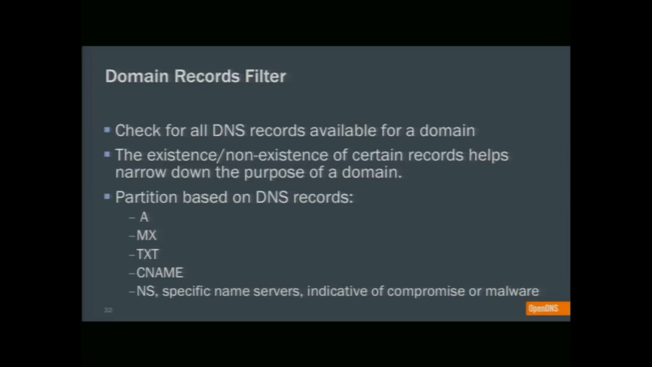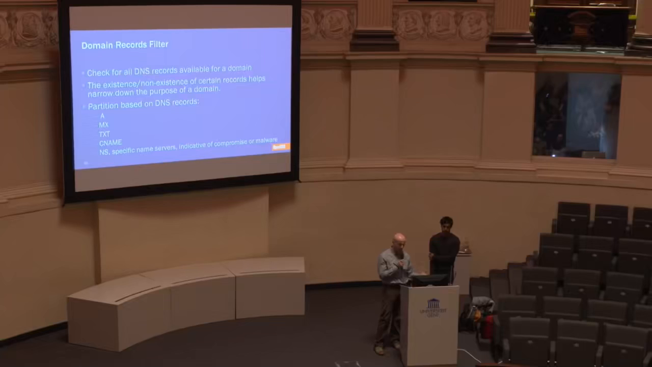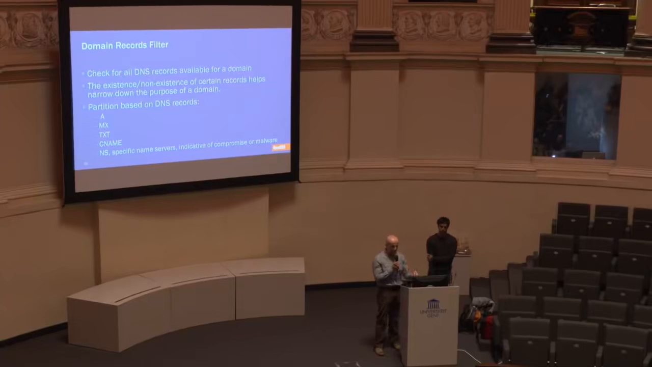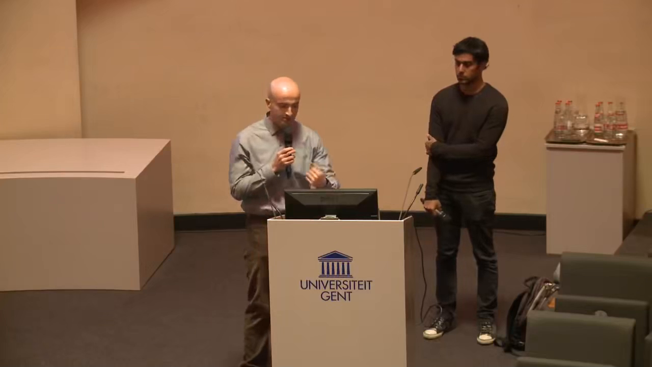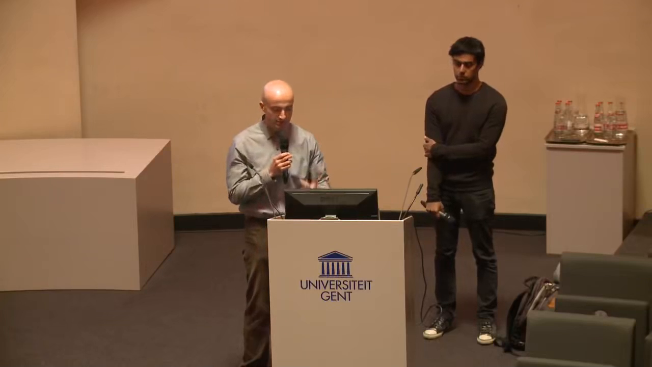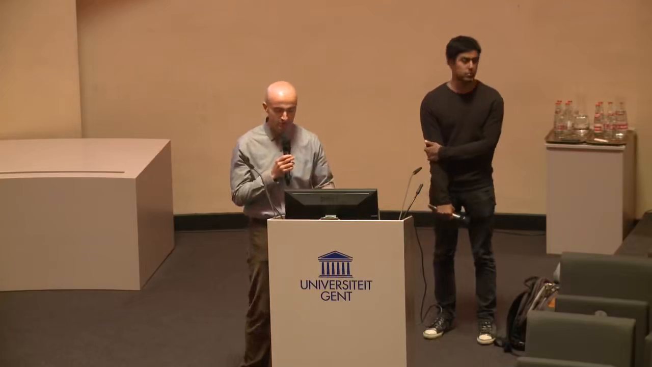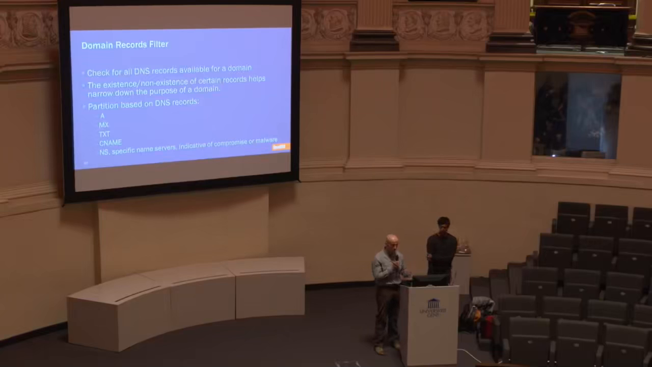Now, the other filter that goes in association with the Q-type filter is the active probing or domain records filter. This one is basically asking the domains we obtained from the previous stage, do they have specific DNS records? So we'll ask if it has an A record, MX, TXT, CNAME, or name server. And each one of these will tell us something, a story about this domain.